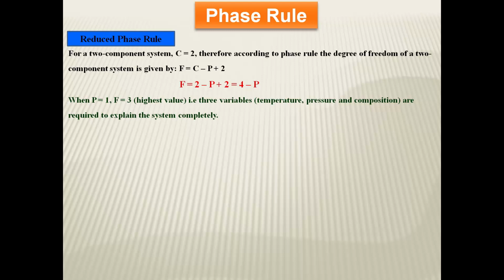And for evaluation of the maximum number of degrees of freedom, the phases should be minimum. If I put P is equal to 1, I get the maximum degrees of freedom, that is F is equal to 3. What does it mean? That I require three variables. Three variables will be temperature, pressure and composition, or you can say concentration, to explain the system completely. That is, to explain a two component system applying the normal phase rule, I require three variables, that is temperature, pressure and composition.